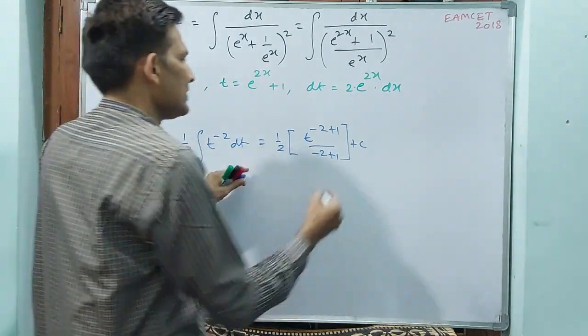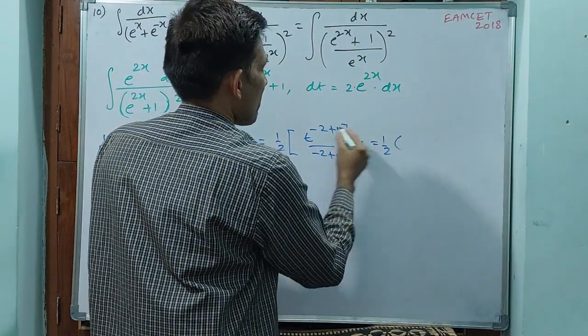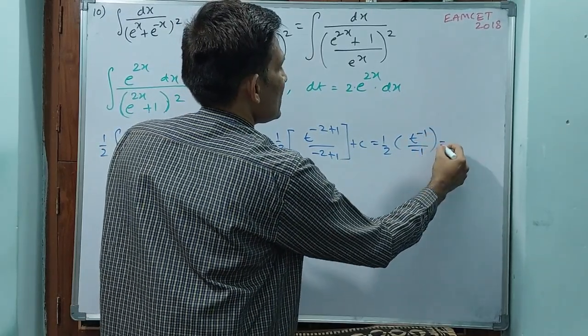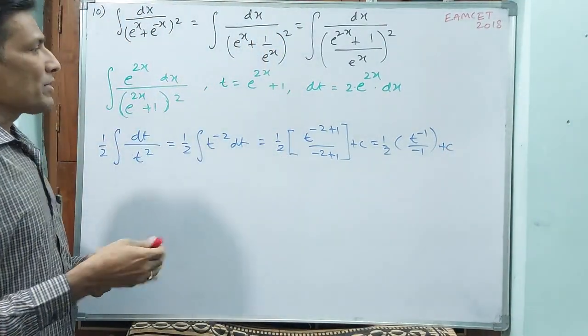Okay, that is good practice. That is equal to 1 by 2 times t power minus 2 plus 1 divided by minus 2 plus 1, which means minus 1, plus c. How is it going to become then?